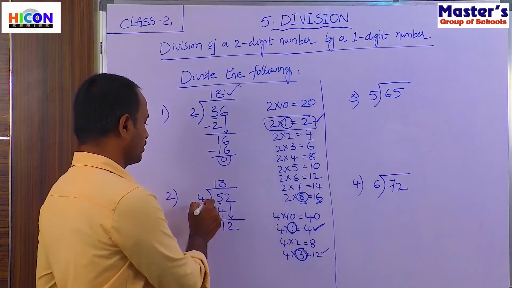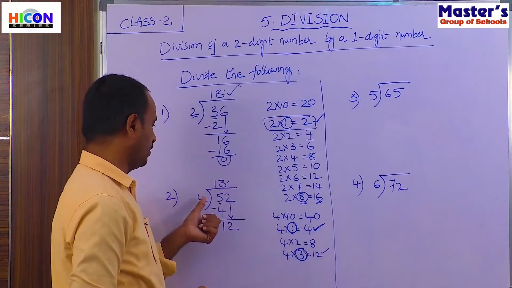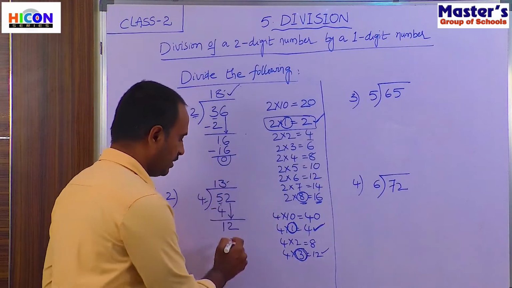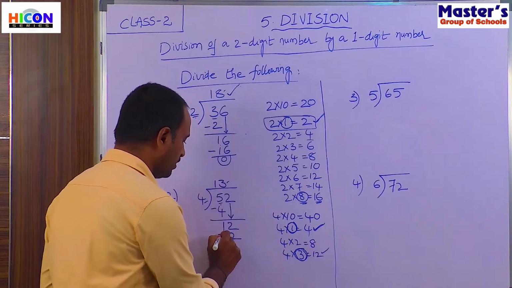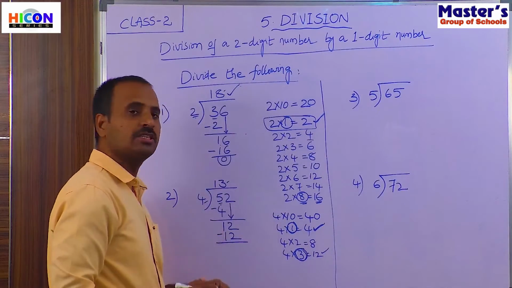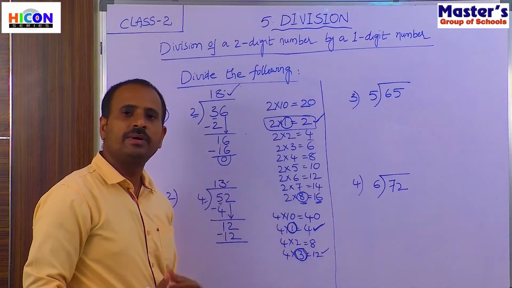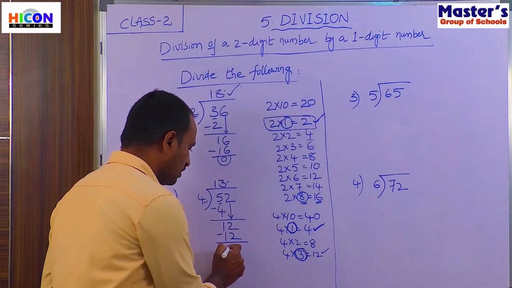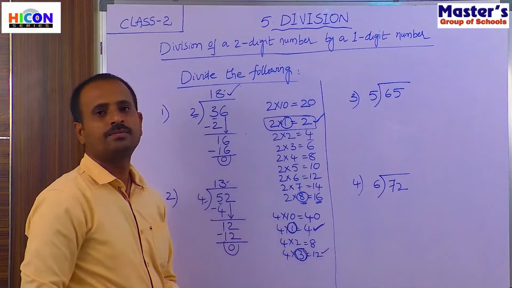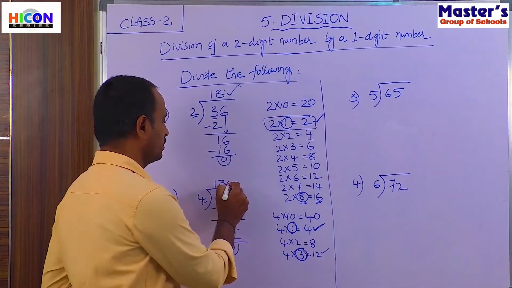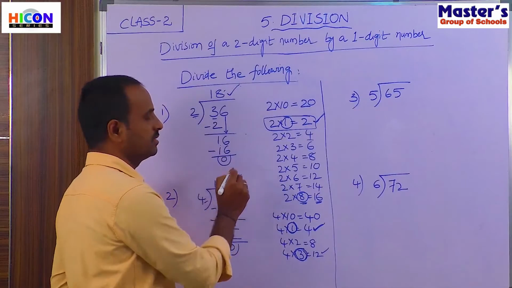And now multiply this 4 and 3. That is 4 threes are 12. Write the product below 12 and subtract these 2 numbers. That is 12 minus 12. Children, how much is 12 minus 12? 0. So 12 minus 12 is 0. The remainder is 0. And what is the answer here? The answer is the quotient. What is the quotient? 13. So 13 is the answer.